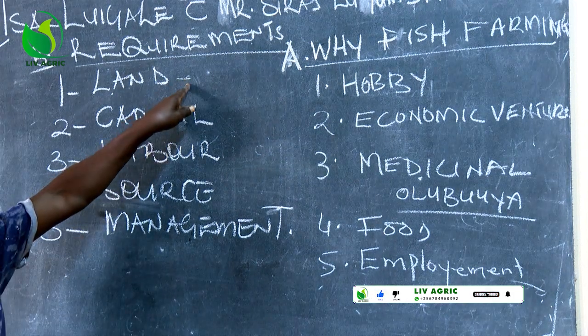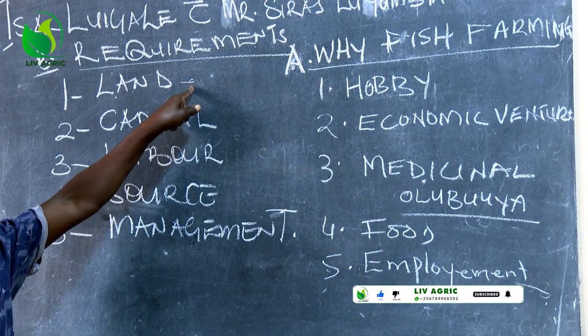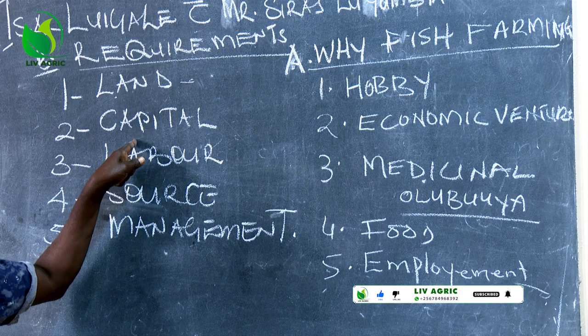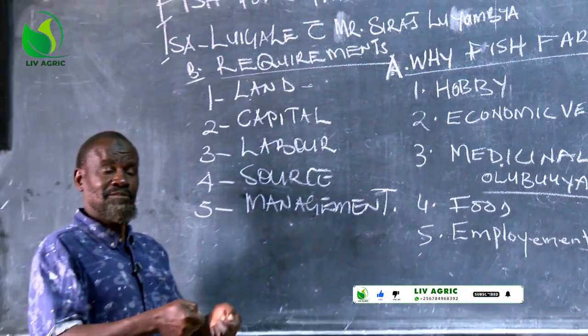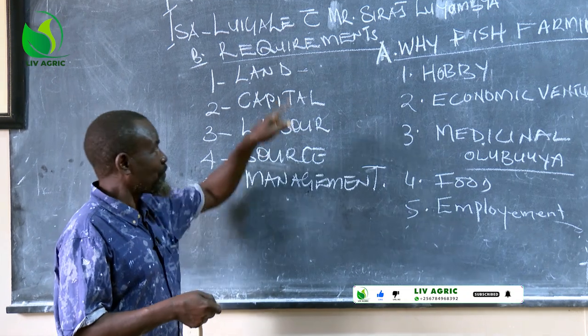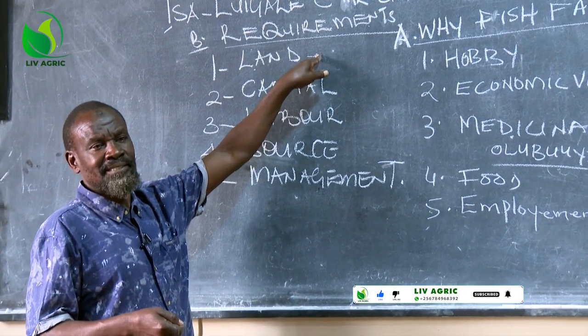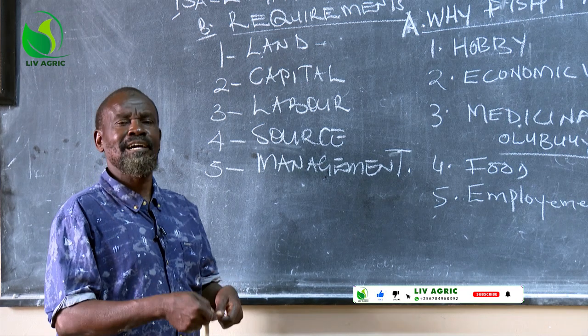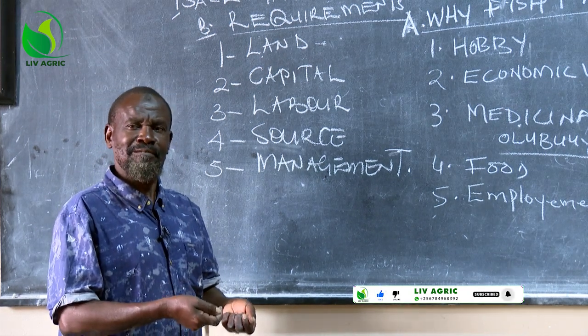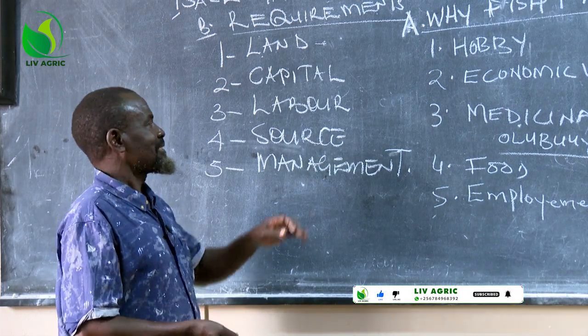Having got land, then we must think about capital, the money we are going to inject into the fish farming project on that piece of land. The source of that money, and we must decide how much of that money that we want.